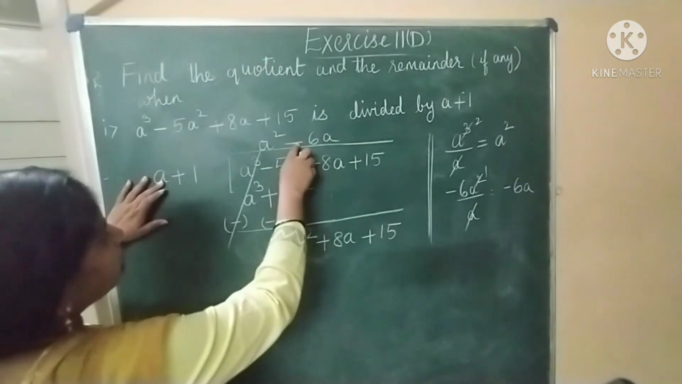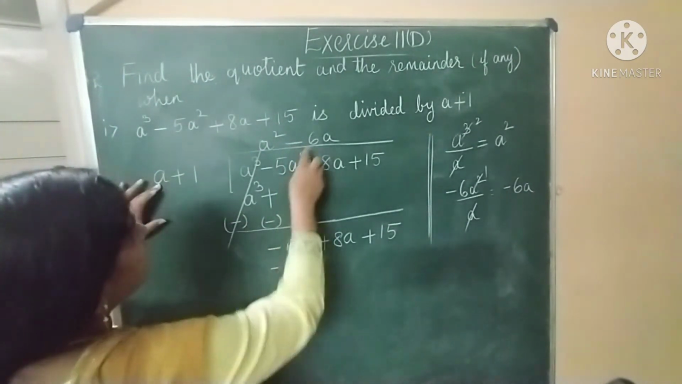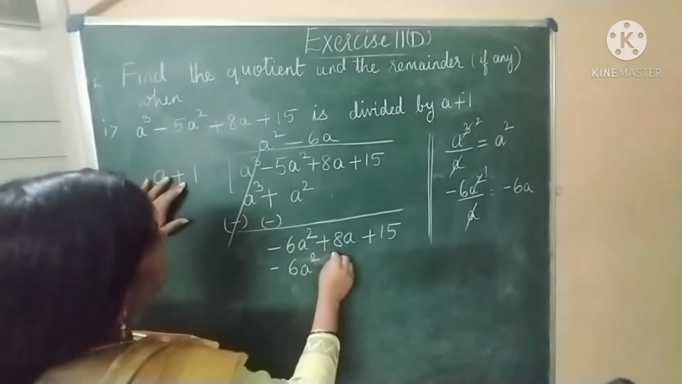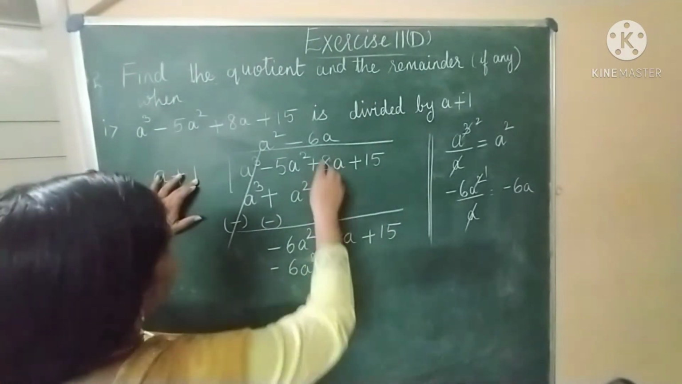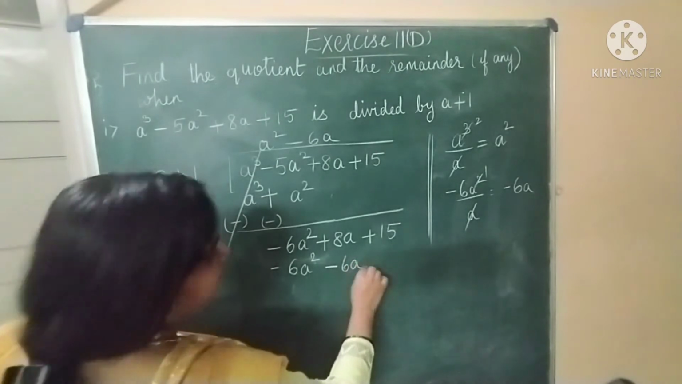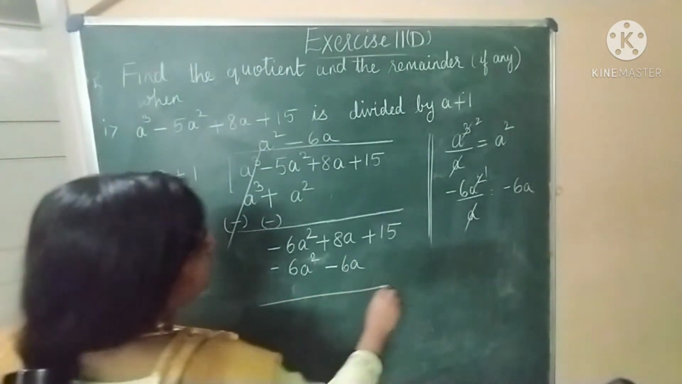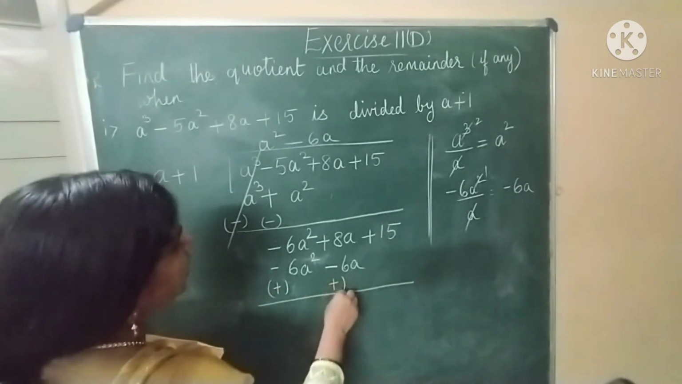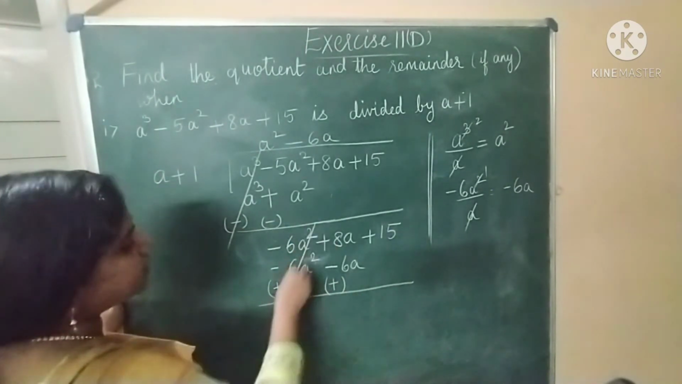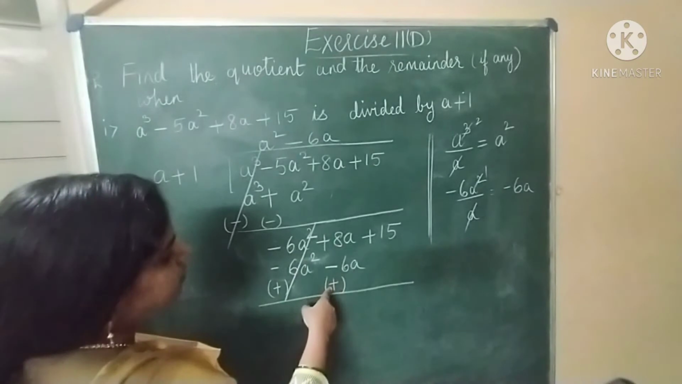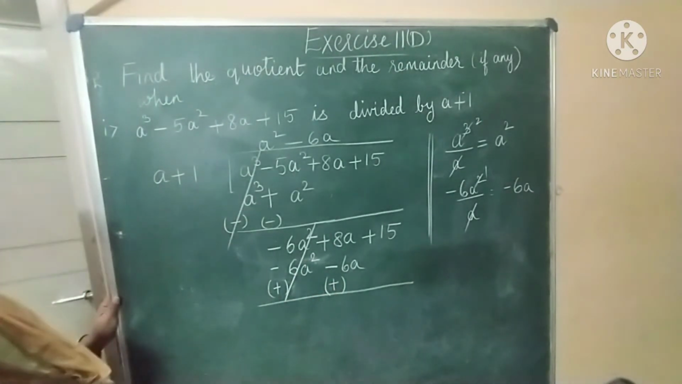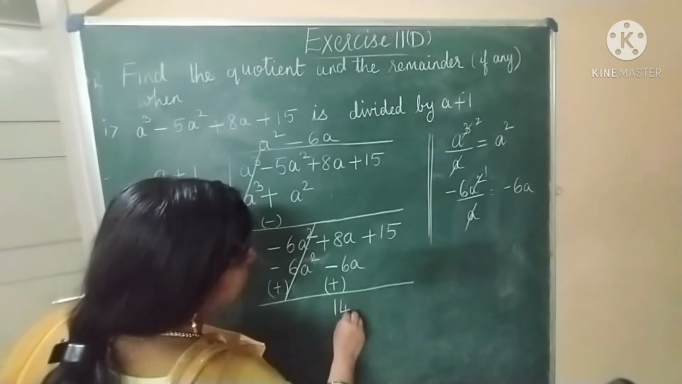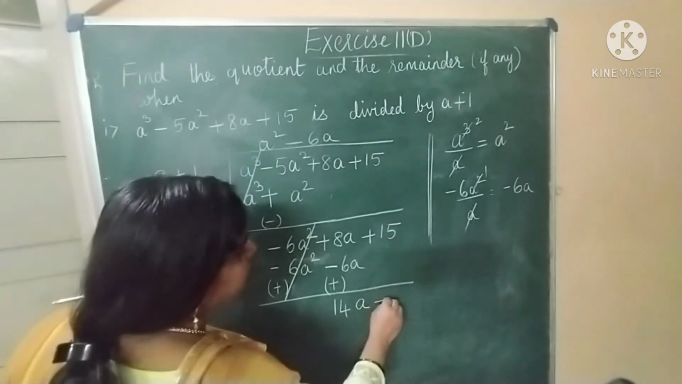So a into plus into minus is minus. a into 6a gives you 6a square, and plus into minus is minus. 1 into 6a gives you 6a. So do the subtraction, minus convert it into plus, minus convert it into plus. Here you see the first term gets cancelled. Here plus and plus is addition. So you get 14a. And bring down this 15.